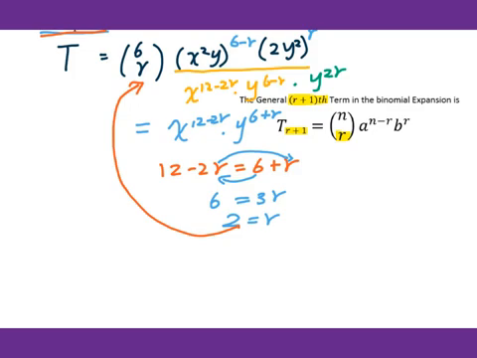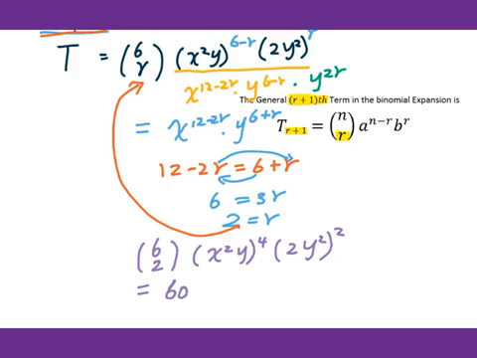Now we plug r equals 2 into this general form. You will get 6 choose 2. Then x squared y to the fourth power, then 2y squared to the second power. We organize. You will get 60 x to the eighth power y to the eighth power. This is the term we are looking for.